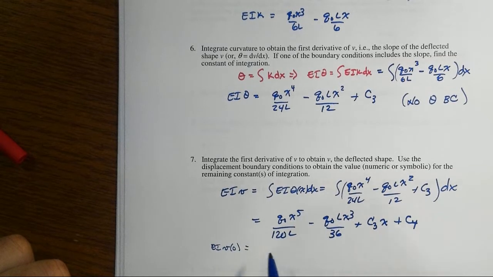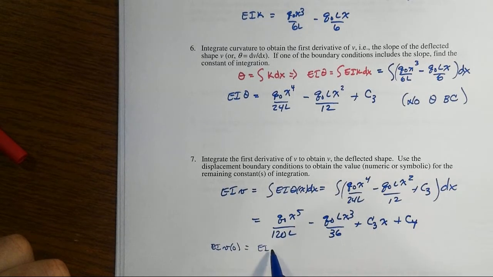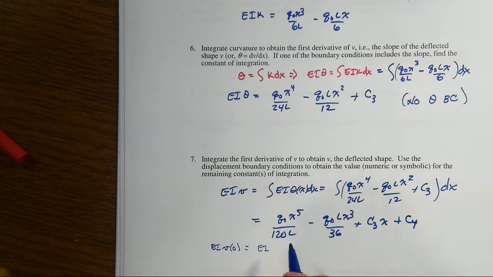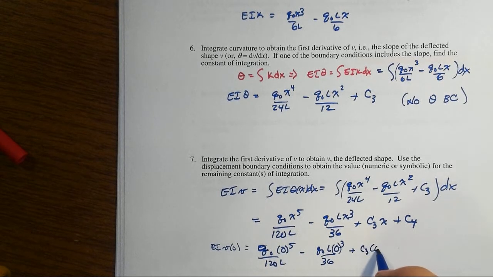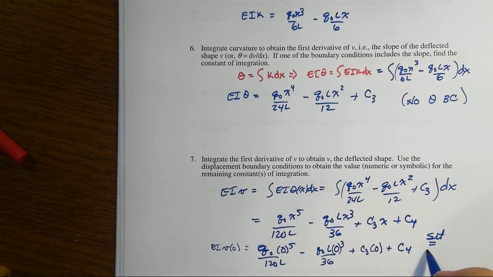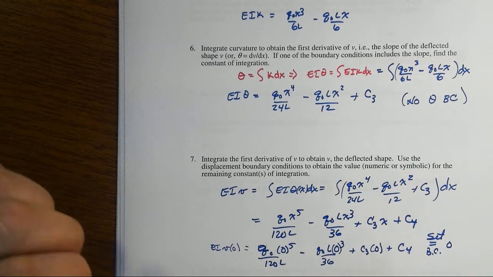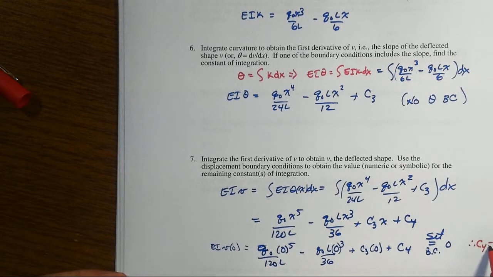We know the displacement at 0, so that would be EI times all this stuff. All right, wait a minute here. This would be q naught 0 to the 5th over 120L minus q naught L 0 cubed over 36. Why did you write it out if it's just 0? To show you that it's 0. Plus then C4, set that equal to the boundary condition, which was 0 right there, and we find out that C4 is 0.